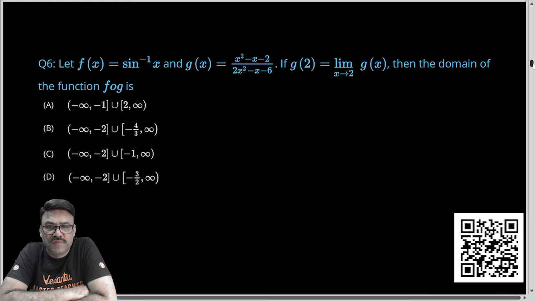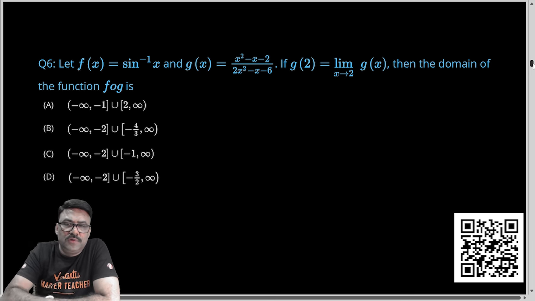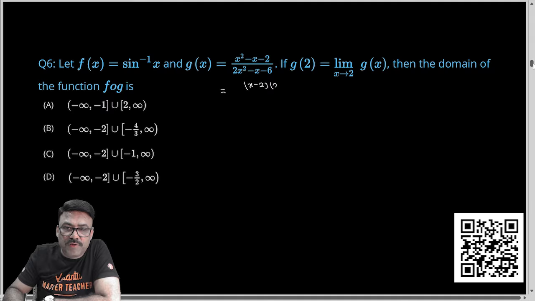Now f(x) is sin inverse x, and g(x) is (x square minus x minus 2) over (2x square minus x minus 6). And g(2) is the limit of g(x) as x approaches 2. Basically g(x) can be written by factorizing the numerator and denominator. The numerator can be factorized as (x minus 2)(x plus 1), and the denominator can be factorized as (x minus 2)(2x plus 3).